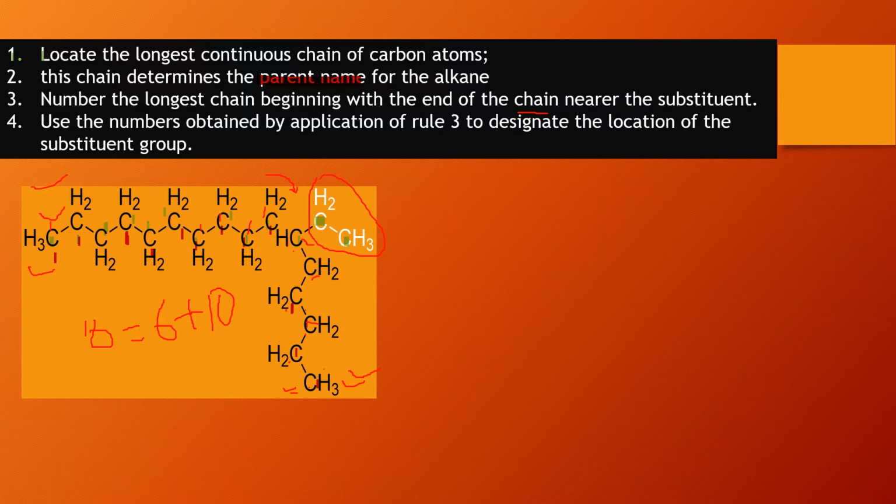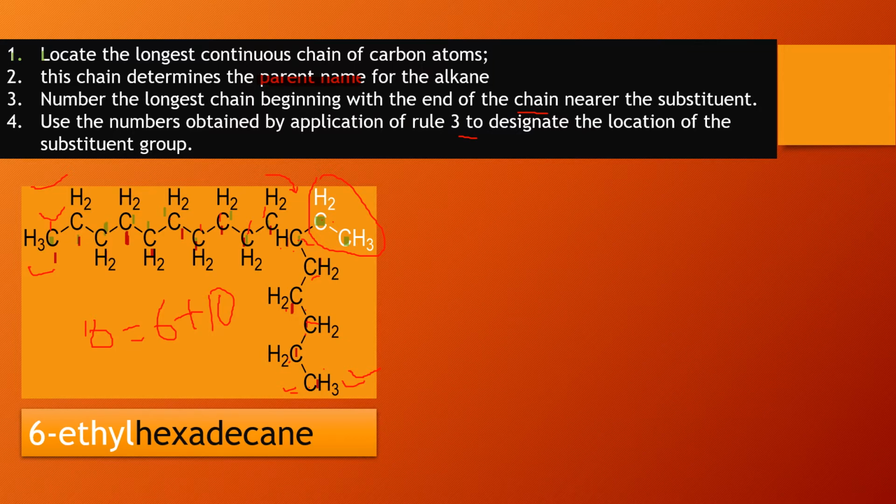So what will be its name? We have to use the numbers obtained by application of rule 3 to designate the location of the substituent. So 6-ethyl, right? At the 6th position it is ethyl. So 6-ethylhexadecane. So the name is 6-ethylhexadecane.